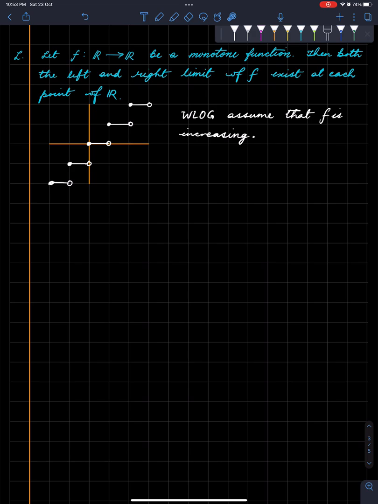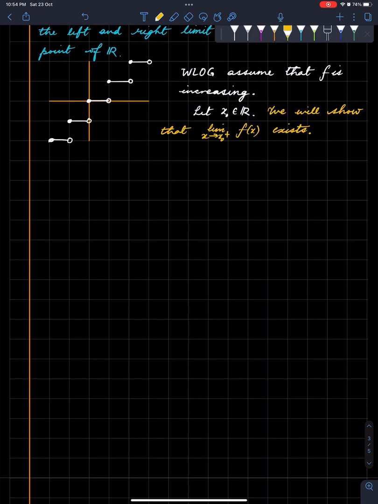So if f were decreasing, a very similar proof goes. So I'm not doing that. That's why I write without loss of generality. And now let us fix a real number, and we will show that the right limit exists. And similarly, one can prove the left limit, and that half I will leave as an exercise. So we'll just prove the existence of the right limit.